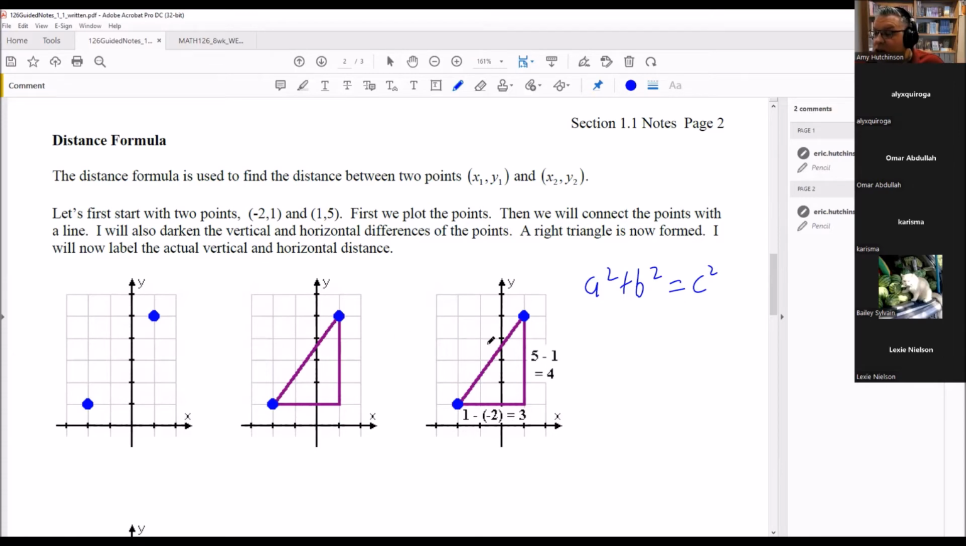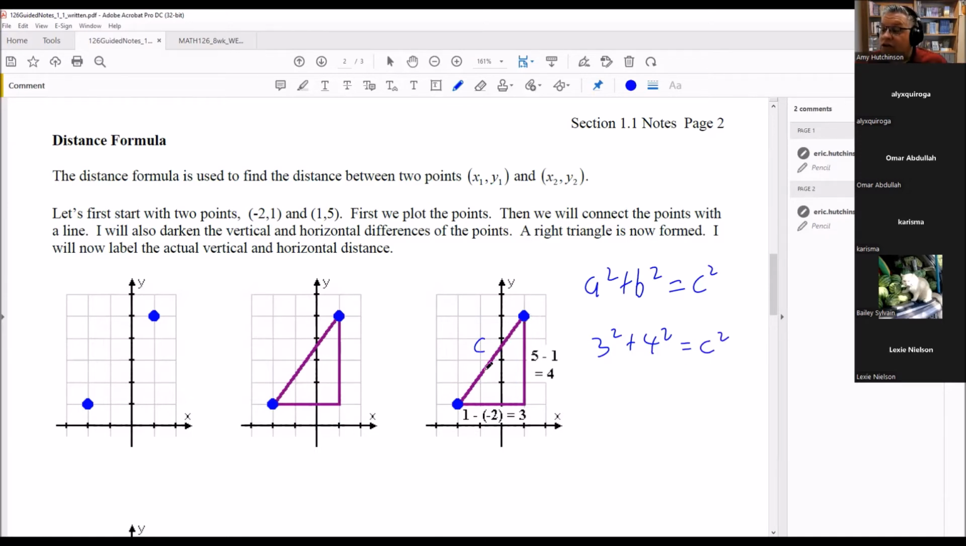Now the c is actually always the longest side of the triangle. So if I put this in here, I have 3 squared plus 4 squared. So the a and the b, it doesn't matter which one. The most important thing is that the c has to be the longest side of the triangle. That's your hypotenuse, or the side opposite the right angle. Okay, so that has to be your c, but for a and b the order doesn't matter. So I'm going to do 3 squared plus 4 squared equals c squared. And I'm just going to solve for c.